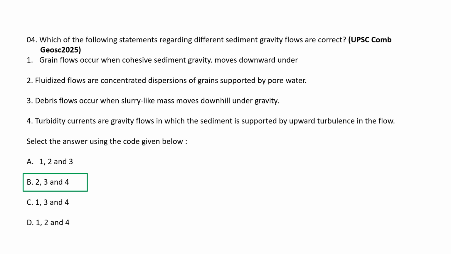Fluidized flows are concentrated dispersions of grains supported by pore water. And debris flows occur when slurry-like mass moves downhill under gravity. This is also correct. Turbidity currents are gravity flows in which the sediment is supported by upward turbulence in the flow. So B is the correct option.